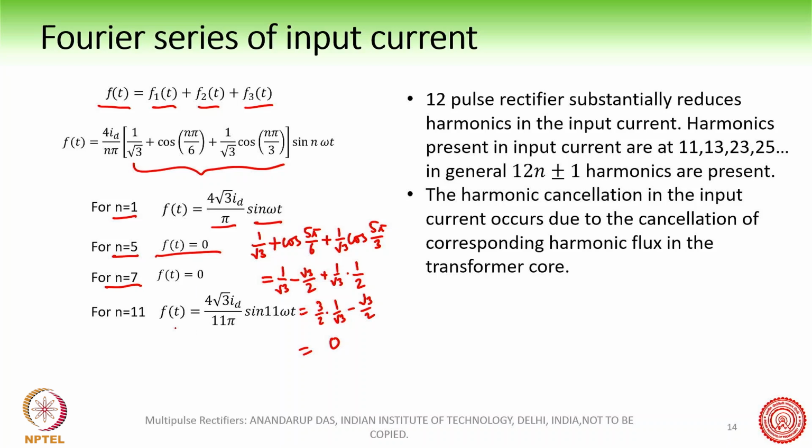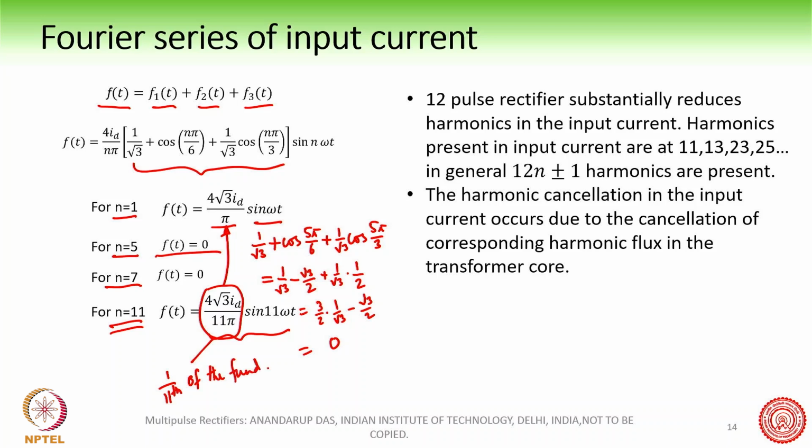But this is not true for n equal to 11. If you put n equal to 11, you get a value, and that value is equal to this one, sine 11 omega t. Note that the magnitude of the 11th harmonic is 1 by 11 of the fundamental.